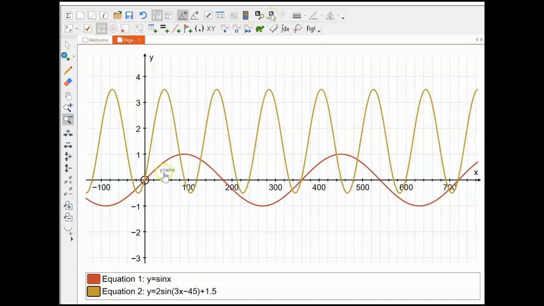The default graph is the red graph for sine, and this is the transformation by the values I put in here. So the original graph, y is equal to sine x, has been stretched 2 units upwards, and has been compressed by a third and moved 45 degrees to the right and translated 1.5 units upwards.